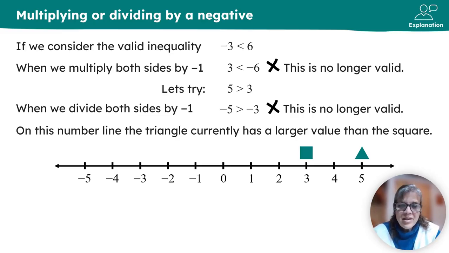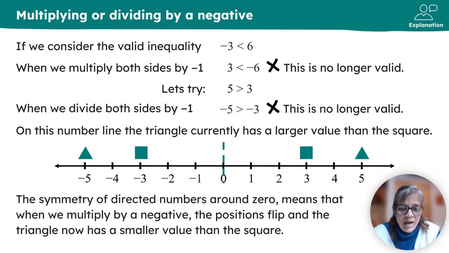So what happens, maybe you can visualize by looking at this number line. If I multiply by a negative, the triangle currently has a larger value than the square, right? The triangle is 5, the square is 3. But if I multiply by a negative, it flips it to the other side of the number line. And the symmetry of directed numbers around 0 means that when you multiply it by that negative, the positions flip, and the triangle actually has the smaller value now than the square. So what you have to do is flip the sign.